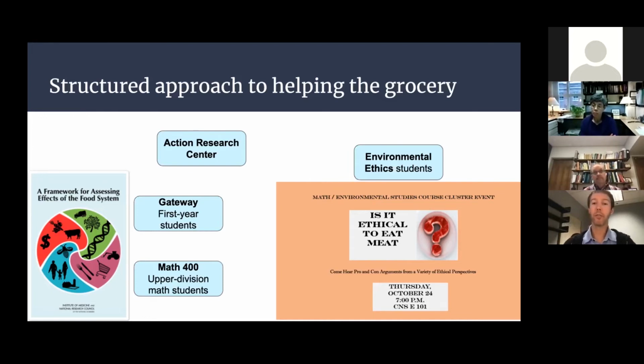And I just thought it would be interesting to include one of the posters from fall 2019. That's the poster you see on the bottom right. That's where the environmental ethics students presented to the math students and the Gateway students. They were trying to decide, is it ethical to eat meat or not? And they presented these different frameworks from which you could view it. And that was a pretty cool talk.